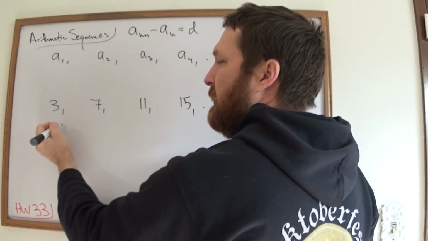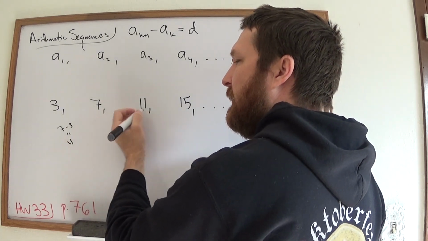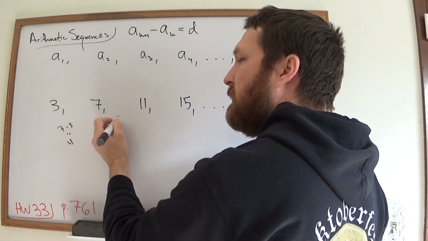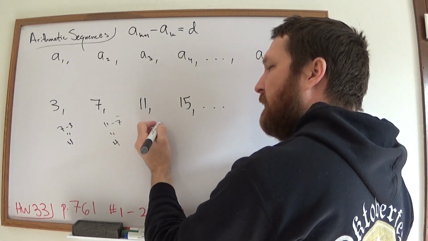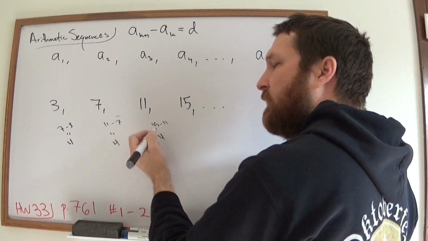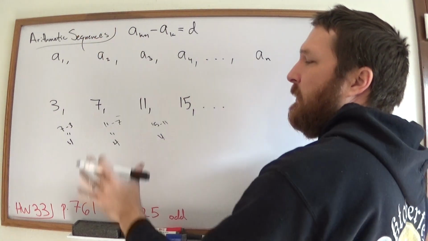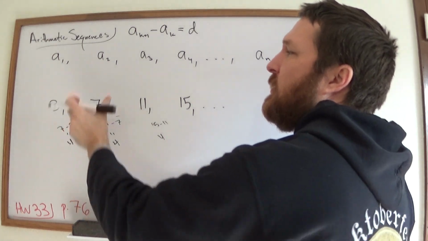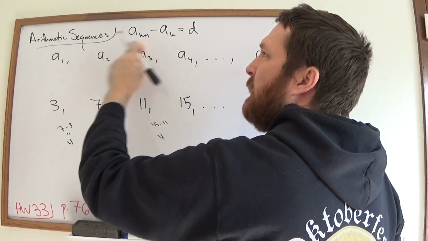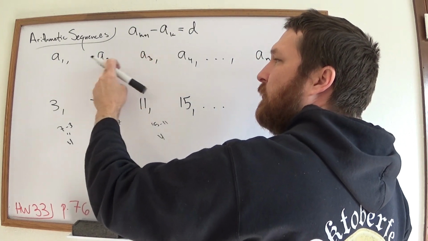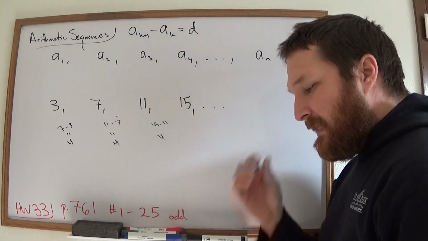We say 7 minus 3 is 4, right? And now we have this pair here. 11 minus 7 is, hey, what do you know? It's 4. 15 minus 11 is, what do you know? It's 4, right? And that's the case for an arithmetic sequence. That's what makes an arithmetic sequence. So the difference between these two, A2 minus A1, is D. The difference between A3 and A2 is some constant difference, D.